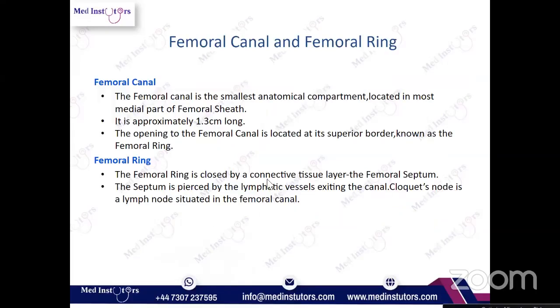So again, the femoral ring is closed by a connective tissue layer, the femoral septum, which is pierced by the lymphatic vessels exiting the canal. The Cloquet node is a lymph node situated in the femoral canal. So this is all about the femoral ring and femoral canal.